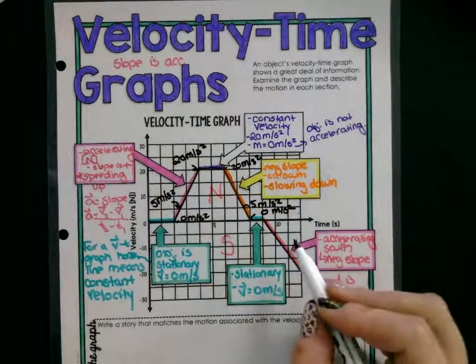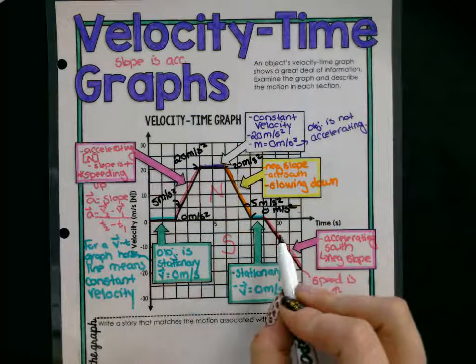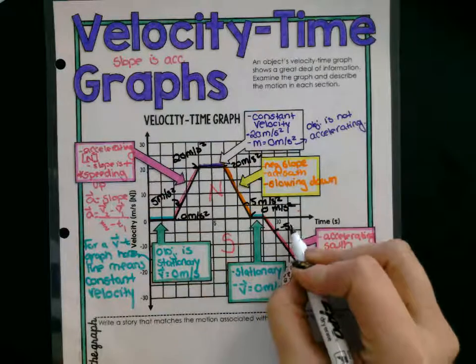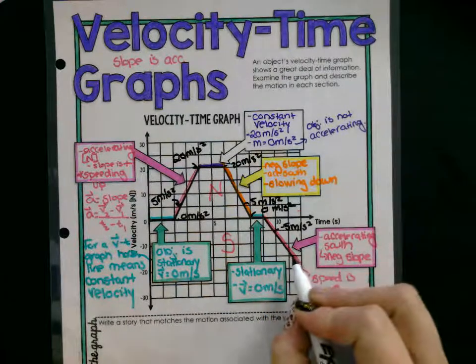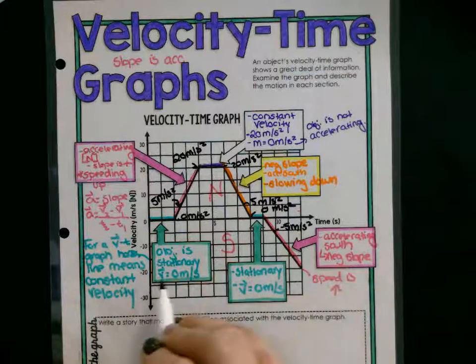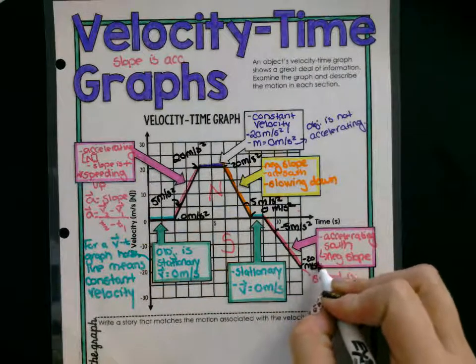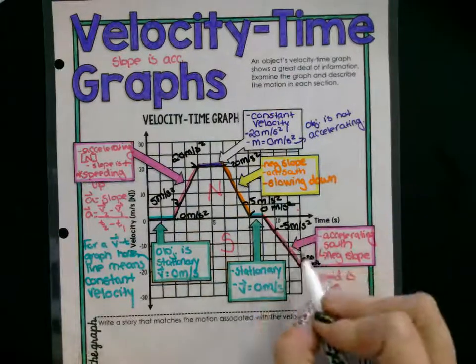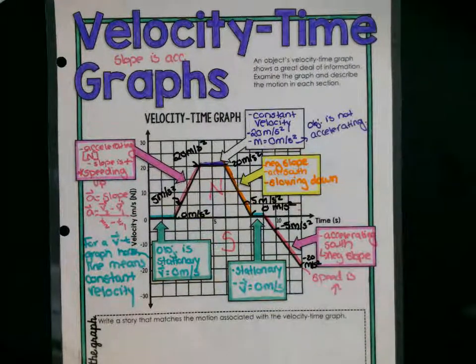All right. If we come down here beneath the line, we're at negative 5 meters per second. If we look right here, we're at negative 20 meters per second. So 20 is faster than 5. All the negative means down here is that we're south. We're heading in the opposite direction.